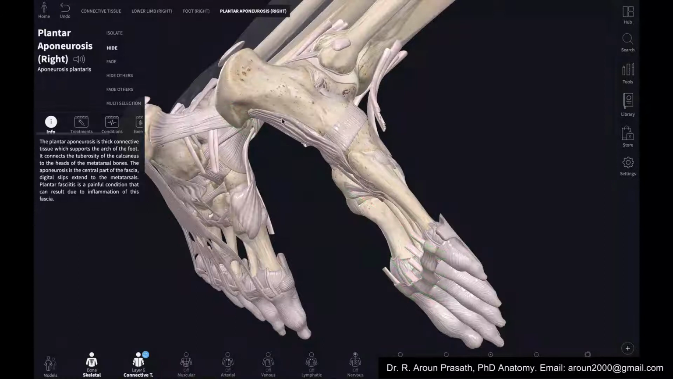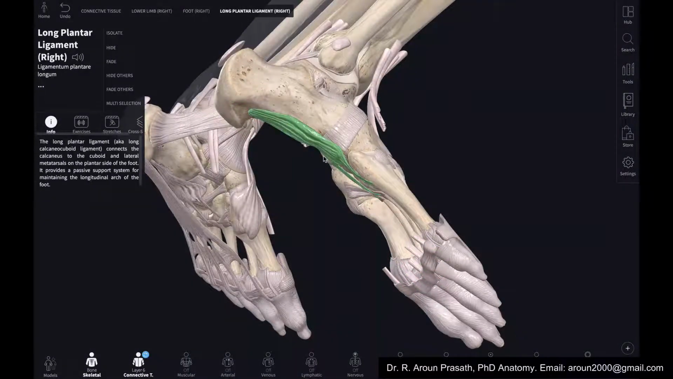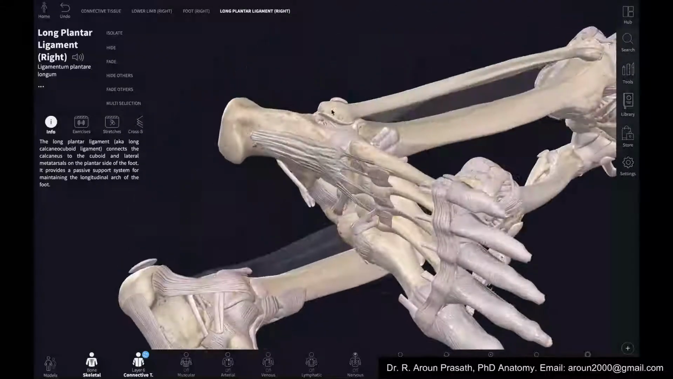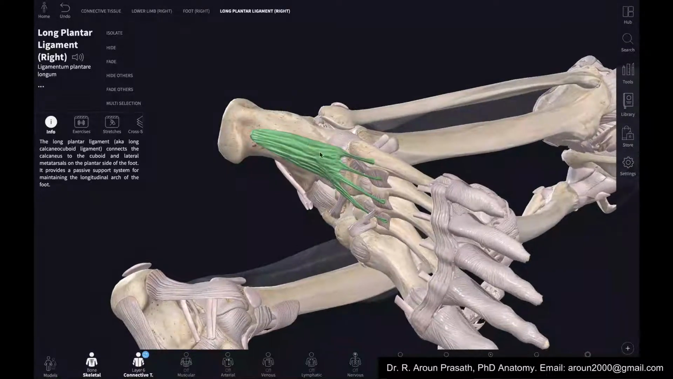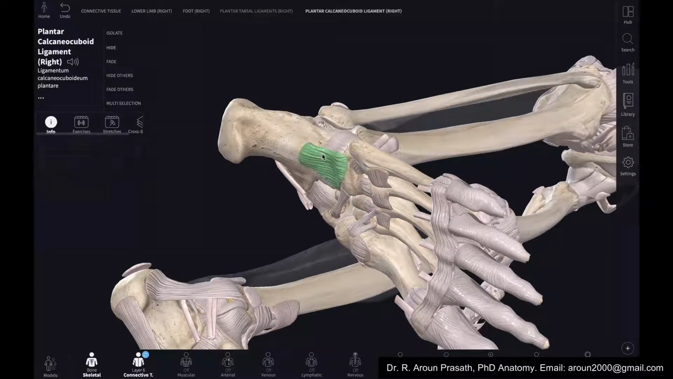Okay, then you have the long plantar ligaments that are present on the plantar surface. These two ligaments are maintaining the arches in the foot. Okay, if these ligaments are weak, then the arch gets collapsed. The base of the foot arch gets collapsed. Okay, this is the plantar calcaneocuboid ligament.